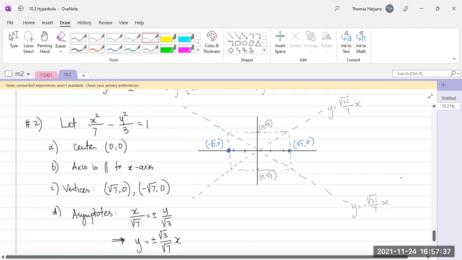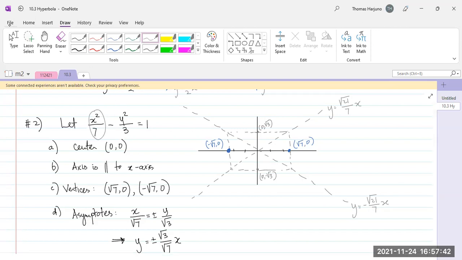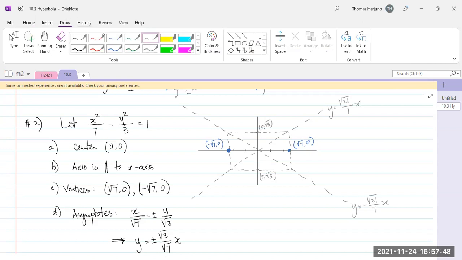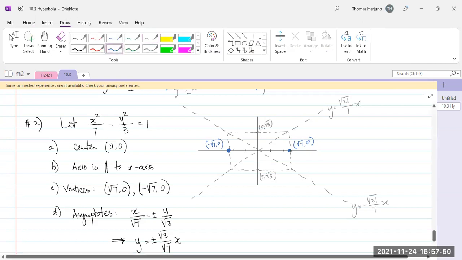And because we start with the x squared term subtracted by the y squared term, the hyperbola will open left and right. Okay.